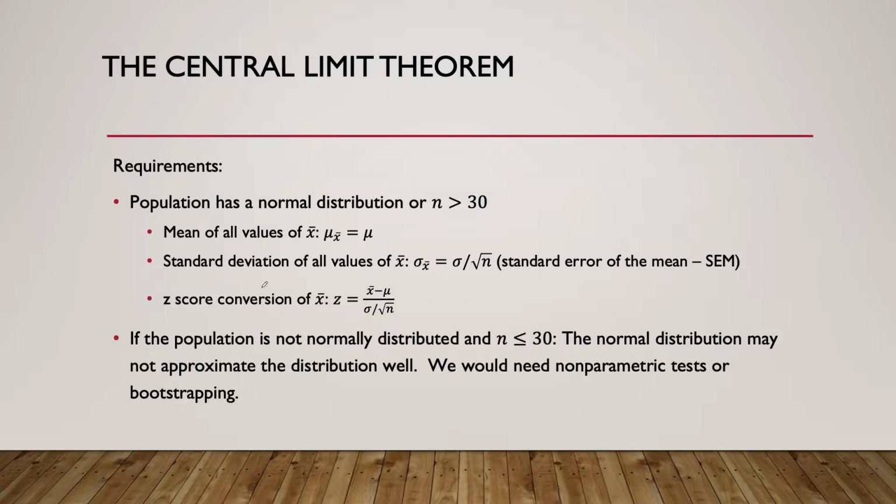The requirements, though: the population has a normal distribution, or the sample size is greater than 30. The mean of the sampling distribution of x bar is equal to the population mean. The standard deviation of the sampling distribution of x bar is equal to the population standard deviation divided by the square root of the sample size. This is also referred to as the standard error of the mean, right? Or just standard error.